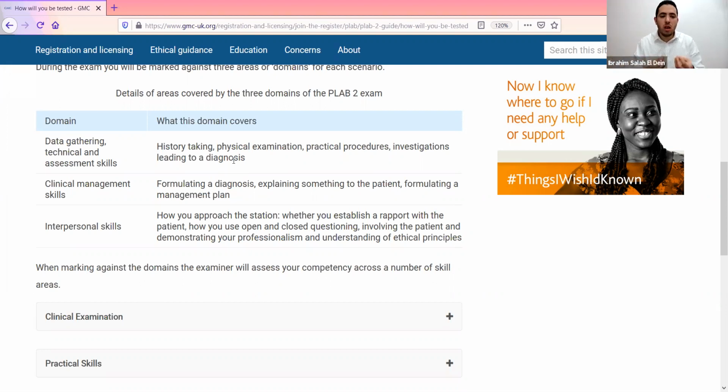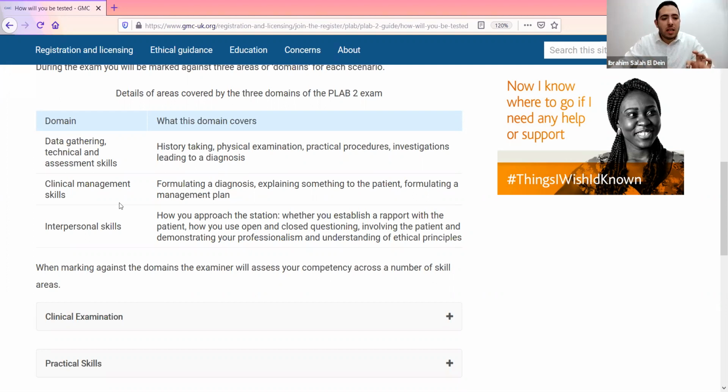Okay, you need to be as quick as possible, and you need to ask relevant questions. Don't consume your time asking about diet and exercise in an emergency station. It is irrelevant to ask this question. So rearrange your notes to ask relevant questions.